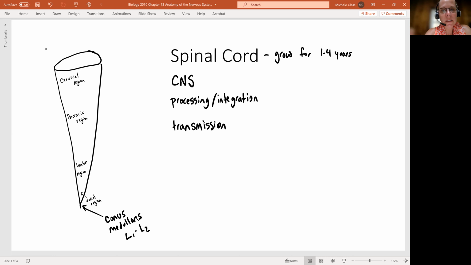As we think about processing and integration, remember we should consider this to be our gray matter. And because we're still in the central nervous system, we're going to talk about these processing centers as nuclei. And transmission, we should think about this as our white matter. Remember, it's white because of those myelinated axons. And so here, remember, we're still in the central nervous system, and so we talk about these collections of axons as tracts.